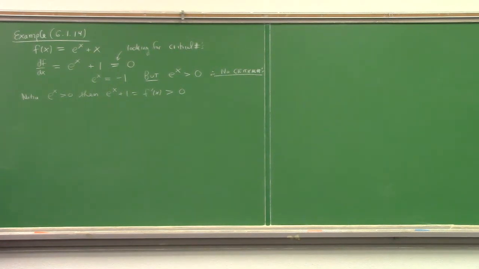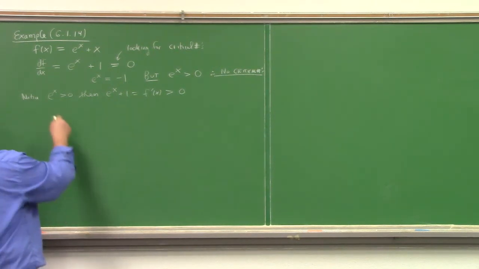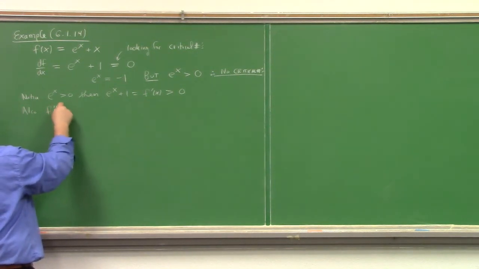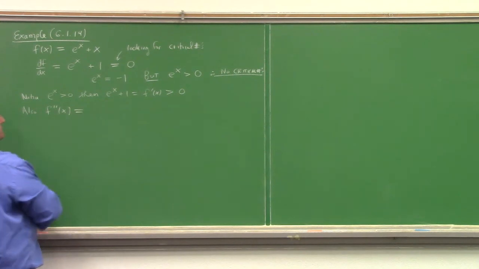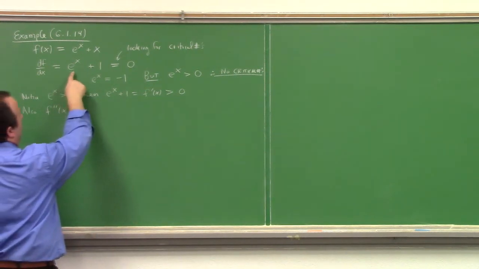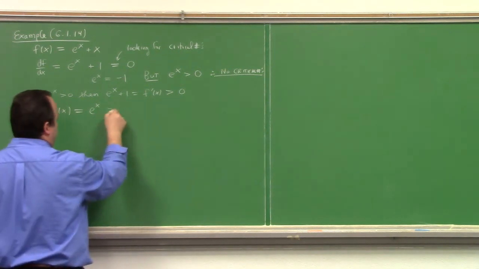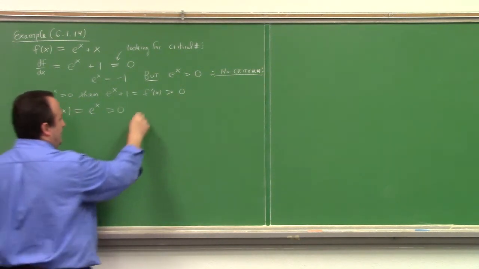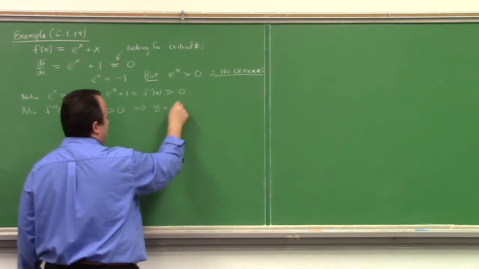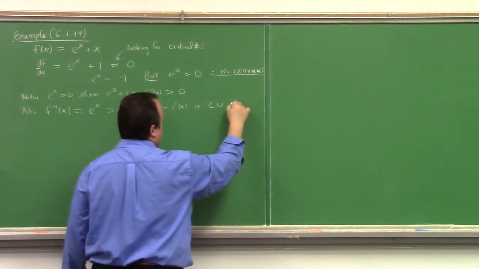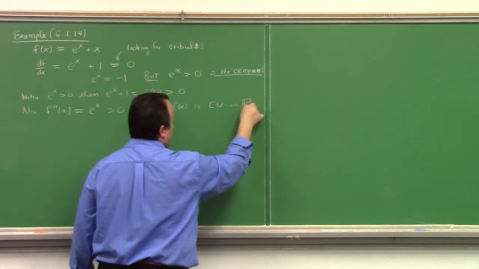And if we calculate f prime prime of x, what's f prime prime of x? Apparently just e to the x, right? So that's greater than 0. So that tells us that y equals f of x is concave up on the whole real line.